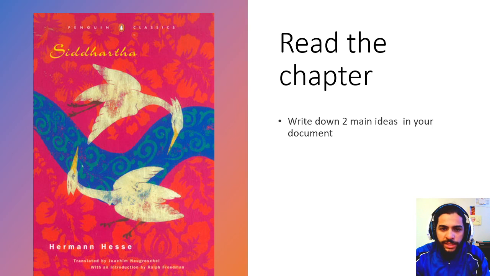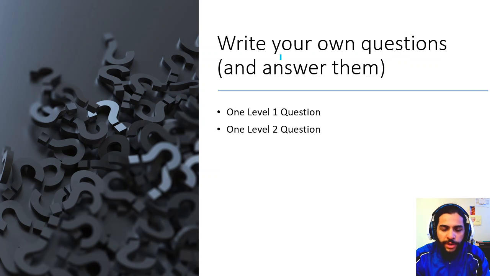So again, once this video is over, we'll be done in just a moment. I'm going to have you read the chapter on your own. The PDF is in the document, and you're going to write down 2 main ideas in your document. The instructions are right there in your Google Doc. Just follow them. First step is to write down 2 main ideas, and then you're going to write your own questions and answer them. You're going to write one level 1 question and one level 2 question.